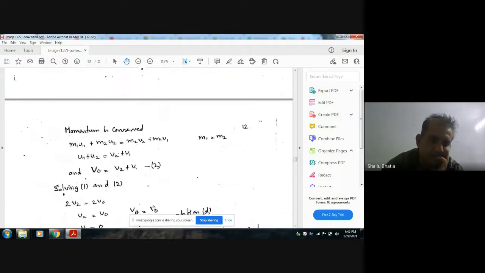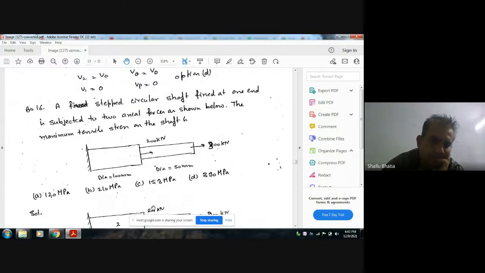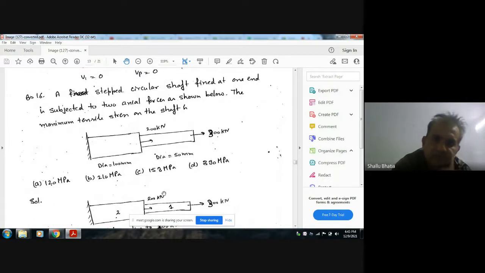Next, a stepped circular shaft fixed at one end is subjected to two axial forces as shown below. The maximum tensile stress on the shaft is... So this is a shaft, a 300 kN load is acting here, and a 200 kN load is acting here. The diameter is 50 mm here, and this diameter is 100 mm.